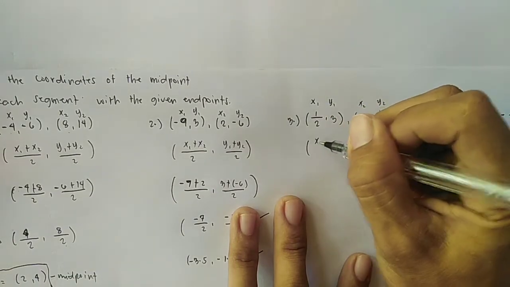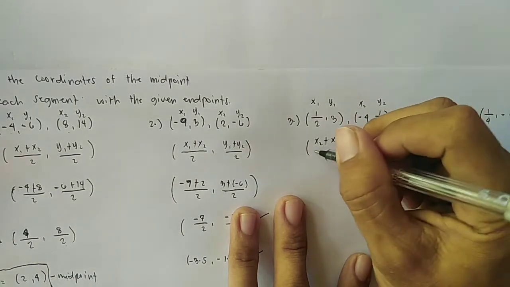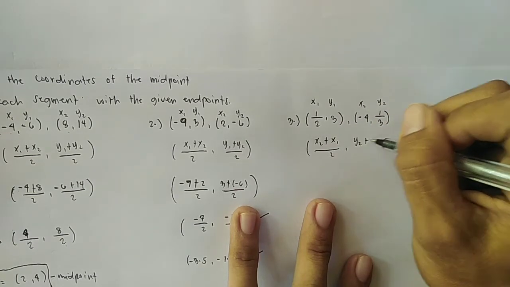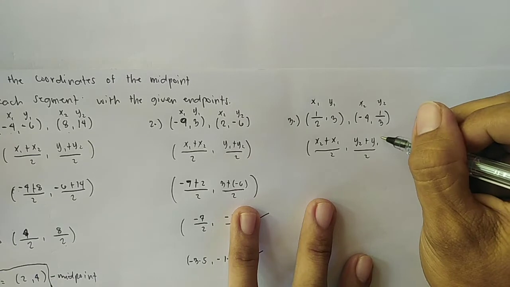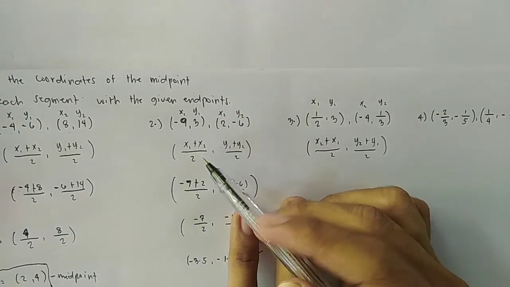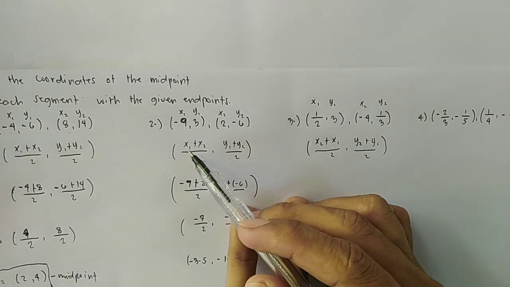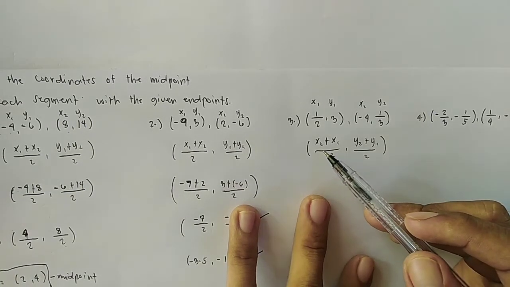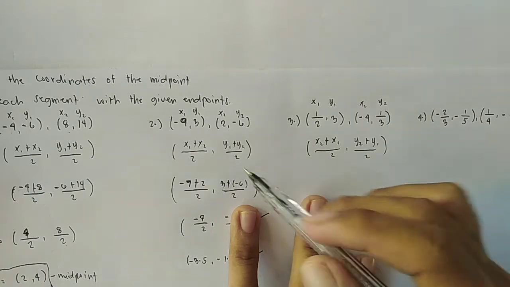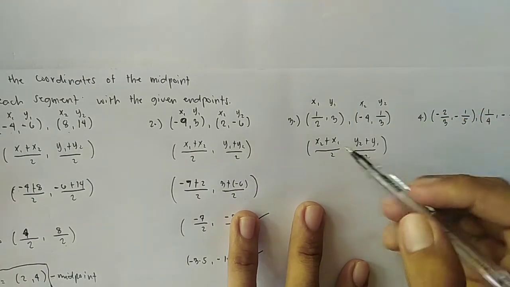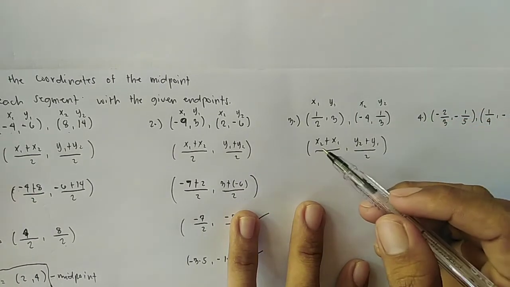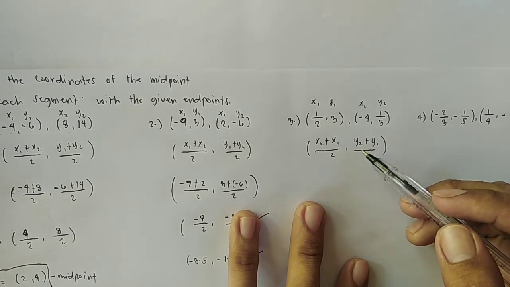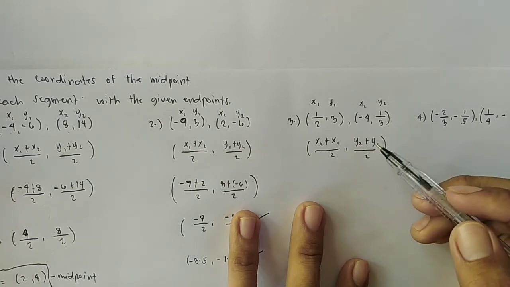So we can have x sub 2 plus x sub 1 over 2, and y sub 2 plus y sub 1. This is different from the form here, since x sub 1 comes first, and in this formula x sub 2 comes first, but they are all the same, as long as they will not interchange each other. If x sub 2 comes first, then automatically in the next variable, y sub 2 also will come first.